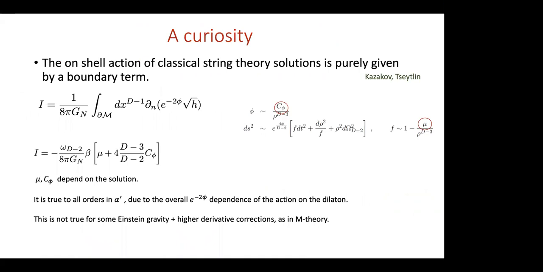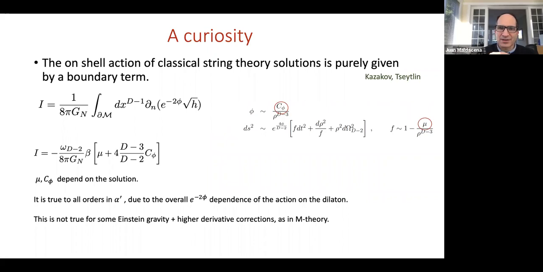Okay, so now I'm going to discuss some curiosity about these classical string solutions. And that is the fact that the on-shell action is given by a pure boundary term. So it's a total derivative, and it's given purely by a boundary term. So in other words, you just simply have to evaluate the term that involves the extrinsic curvature and some derivative of the dilaton. And this is true for classical solutions of string theory.